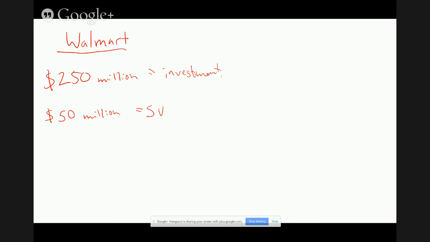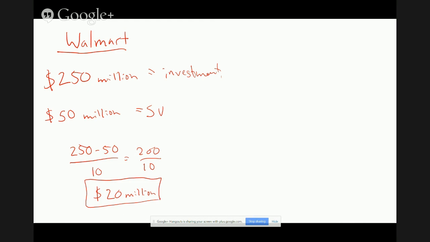To figure out the depreciation when you have a salvage value like this, you would take the sticker price, or the purchase price, the investment price of the asset, subtract its salvage value, and divide that by the life of the project. That would, in this case, give you 200 over 10, which means as you track the cash flows, you're going to write down $20 million in depreciation a year.